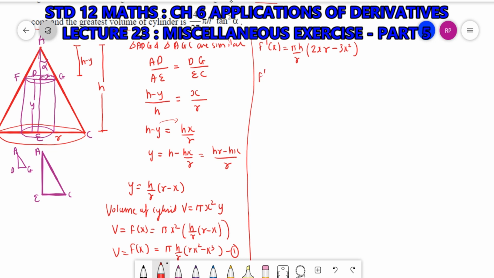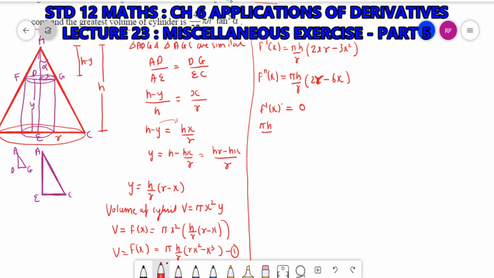Clear? And f double dash x will be equal to pi h by r into 2r minus 6x, so this will be pi h by r into 2r minus 6x. Sorry, there is a mistake. It will be 2r, not 2x, 2r minus 6x, because we are differentiating with respect to x. Clear? So now critical point: f dash x equal to 0.